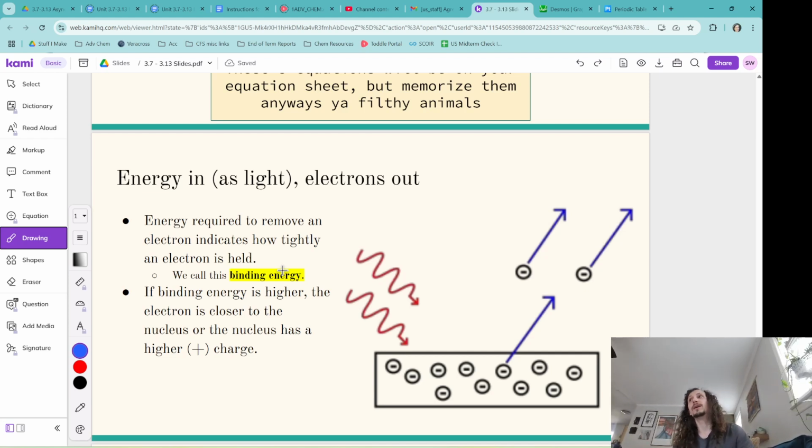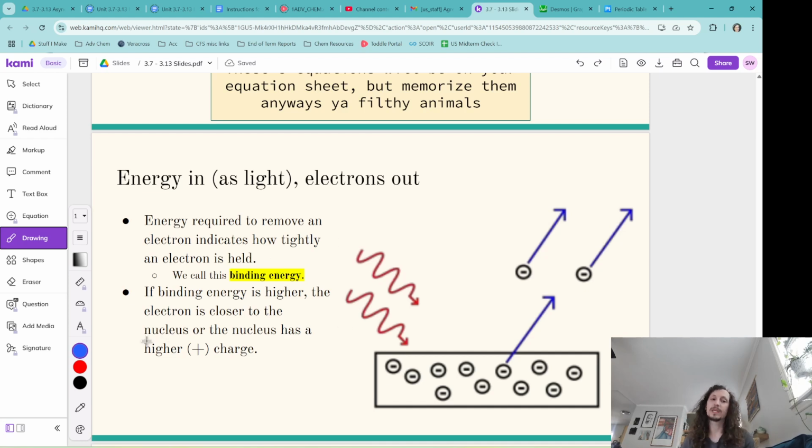So if there's not much binding energy required, that means I can shine a very weak light on an atom and its electrons just fly off. But if the binding energy is really high, that means that electron is held really tightly and it requires a lot of energy zapped into it.